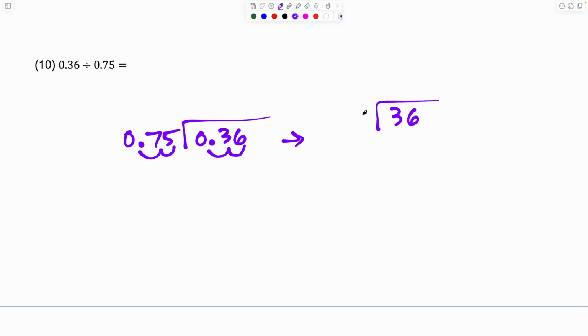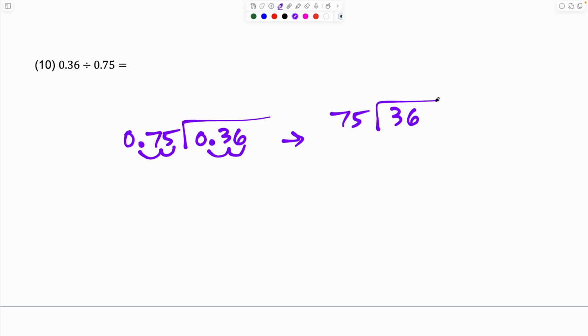Question 10, we have 0.36 divided by 0.75. So for this one, we're going to set this up the same way. So we're doing 0.36 divided by 0.75. So first order of business would be to move the decimal 2 places to the right here and here. So we get this question over here. So we get 36 divided by 75.